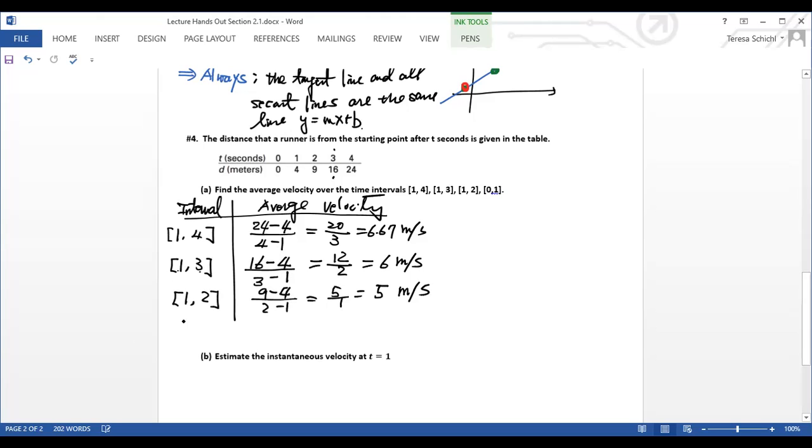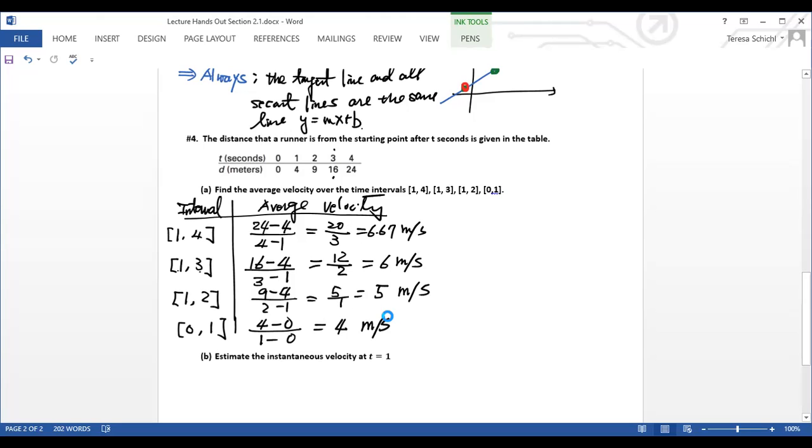Now in here, this is the interval 0 to 1. When t equals 1 the position is 4, and when t equals 0 it is 0. So this is 4 minus 0 over 1 minus 0. So this is 4 meters per second here.